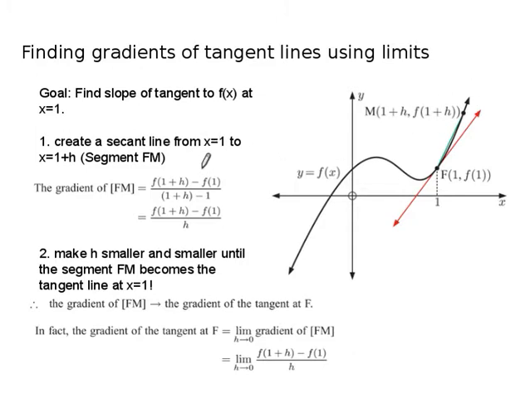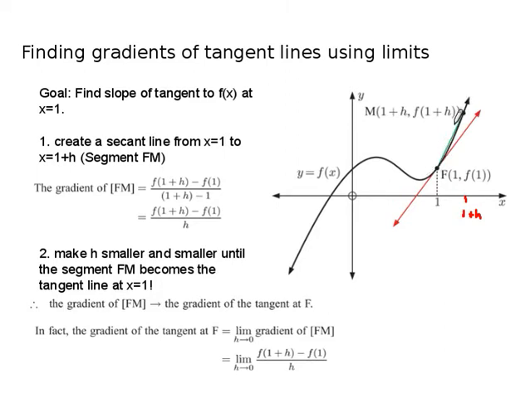Let's start by creating the secant line from x equals 1 to x equals a little bit over, to x equals 1 plus h. I'm doing this on purpose because we're going to be doing something with this h later. So we have 2 points. We have 1, f of 1, because the y value here is just f of 1. And then the x value here is 1 plus h, and the y value here is f of 1 plus h. I would just be putting 1 plus h into f. So this is the segment fm.